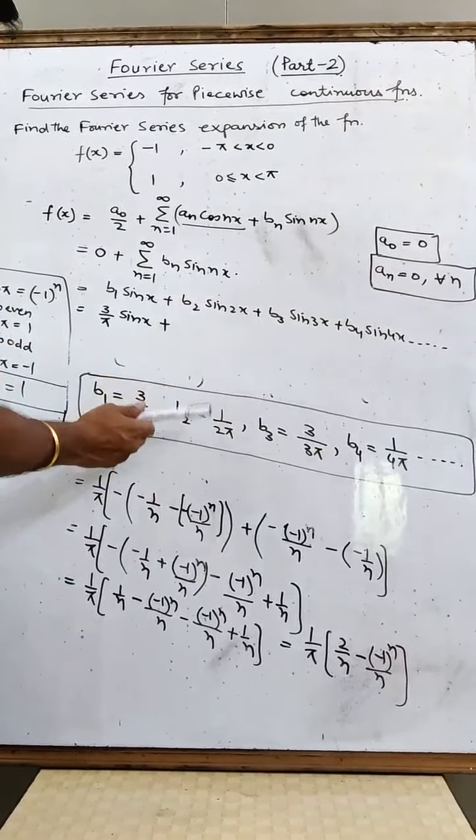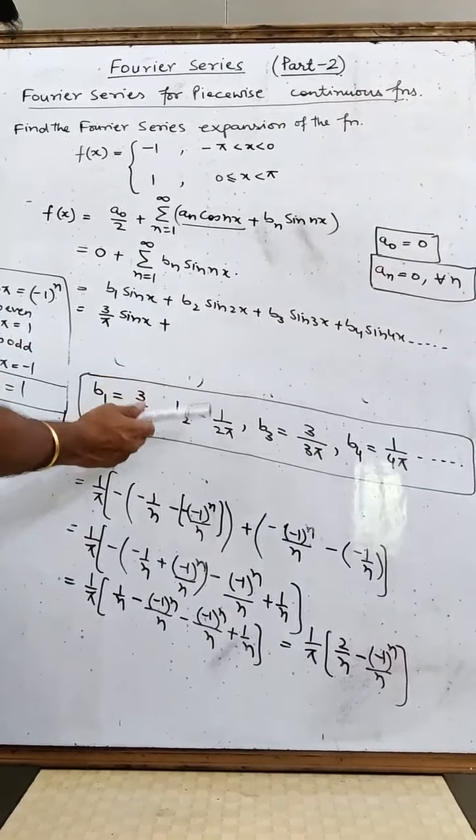So students, for this piecewise continuous function, we have found a naught, an, bn, and substituted the values of a naught, an and bn in the expansion, and finally this is the Fourier series expansion of this function. Now if we are asked to find the sum of the series at x equal to 0, what will be the sum of the series at x equal to 0?